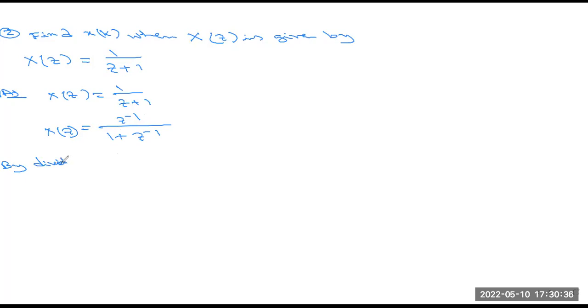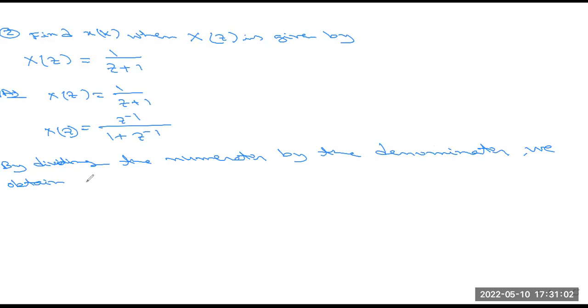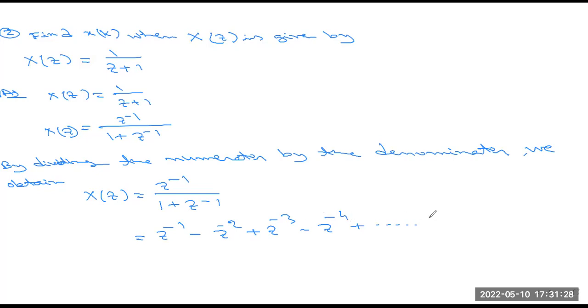So by dividing the numerator by the denominator, we obtain X(z) = z^-1 (1 + z^-1), that is z^-1 minus z^-2 plus z^-3 minus z^-4 plus dot dot. This process is continuing up to infinity.